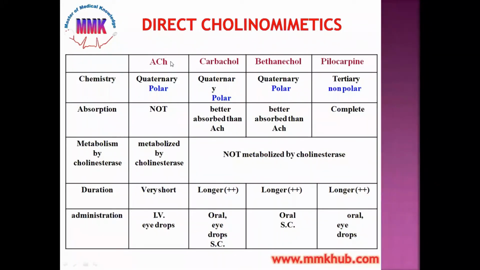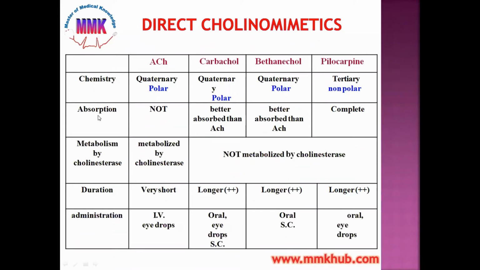Acetylcholine is quaternary and polar. Carbachol is quaternary and polar. Betanechol is quaternary and polar. So basically, all of these three have the same chemistry except pilocarpine, which is tertiary and non-polar. What is basically meant by polar and non-polar? Non-polar are lipid soluble, so they can act on the central nervous system, and all those which are polar are water soluble and they can't pass into the CNS.